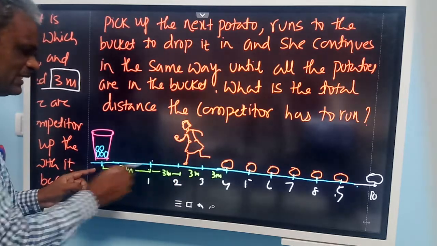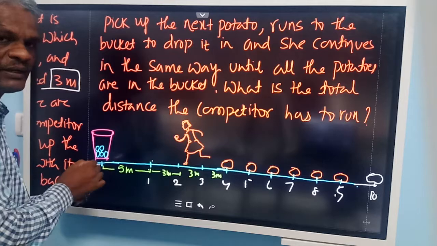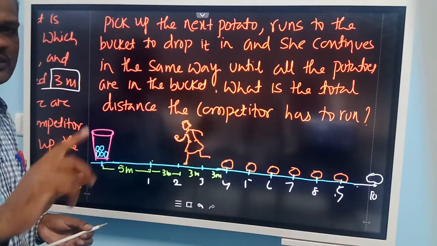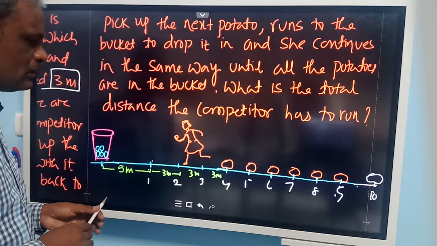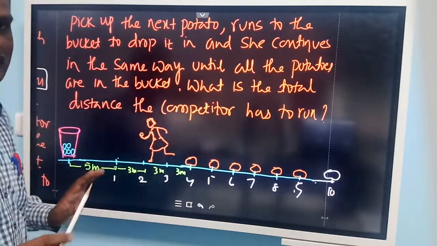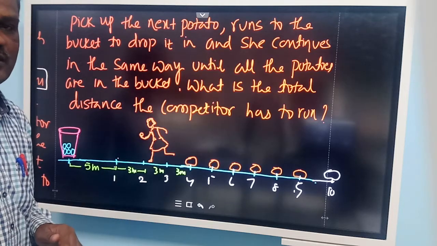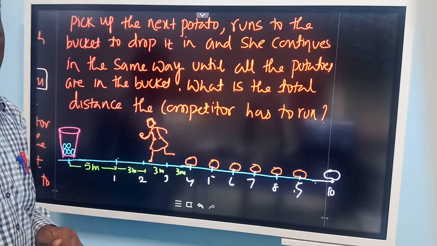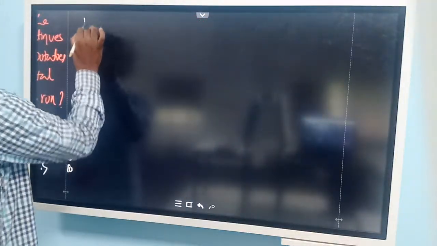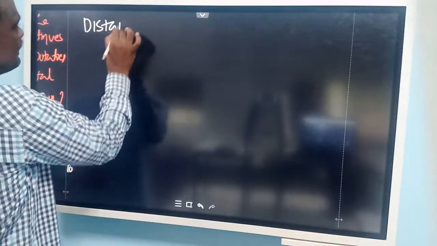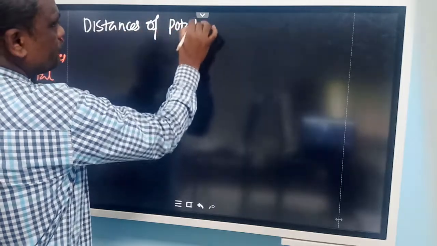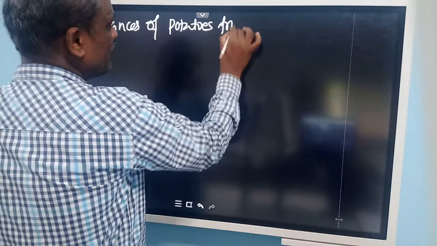For every potato she has to run twice: once going, then coming back. Every time she is going and coming back. To pick up every potato she has to run twice. So now let us find out the distances of the potatoes first, then later we will find out how much distance she will cover. So let us find the distance of the potatoes from the bucket.